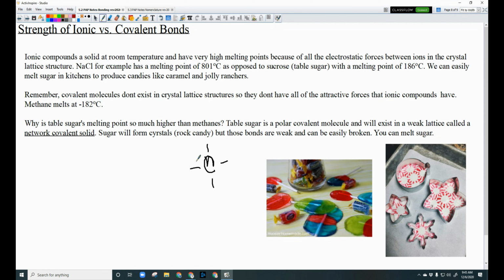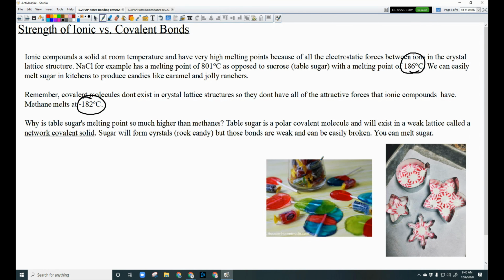So why is table sugar's melting point so much higher than methane? Table sugar is a polar covalent molecule and exists in a weak lattice called a network covalent solid. Even though I think I mentioned before it's not polar, it's very, very slightly polar. So it's going to have a tiny little bit of attraction between different molecules, and so it's going to form sometimes some crystals, and we see that in rock candy. If you've ever seen rock candy at the store, and I have an example I'll show you, it forms crystals, but these are very, very weak. So that's why we see a melting point of 186 as opposed to negative 182.